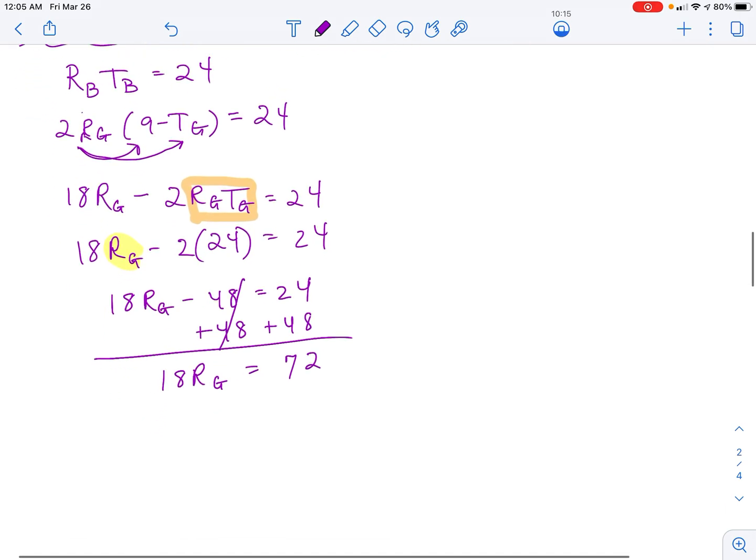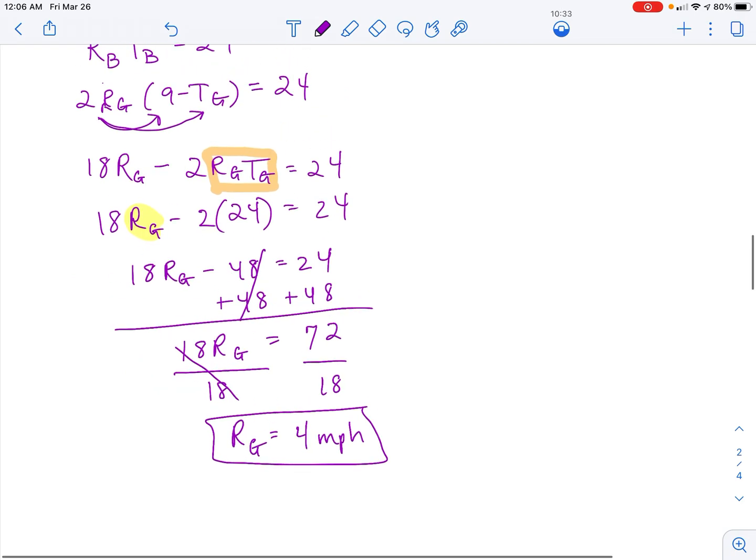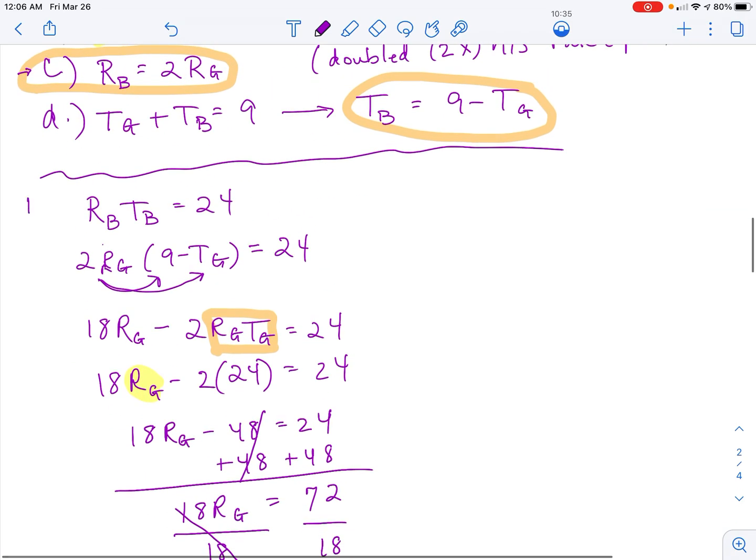Now let's hope that 72 is divisible by 18. Let's plunk that in the calculator and see what we get. All right, you're going to get 4 miles per hour. So the rate that he traveled going to the fair was 4 miles per hour. Now from that, let's look at the next part of this. So this was the first thing we did.